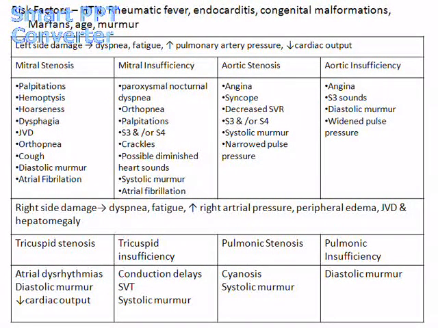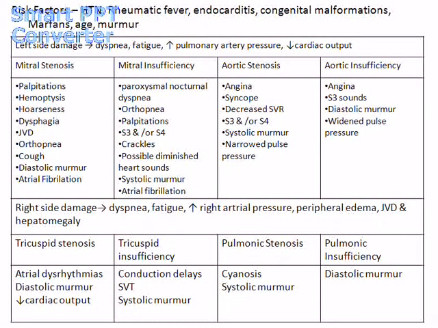Now with the right-sided valves, we're going to see dyspnea, fatigue, increased right arterial pressure, peripheral edema, jugular vein distension, and hepatomegaly. Kind of like right-sided heart failure, isn't it? It's backing up into the periphery. Left-sided lungs, right-sided periphery. So tricuspid stenosis, we're going to see atrial dysrhythmias, diastolic murmur, and decreased cardiac output.